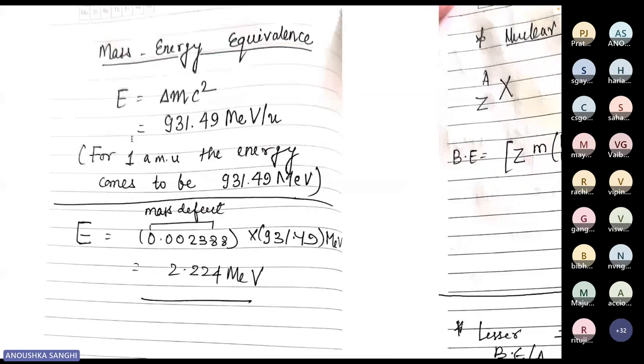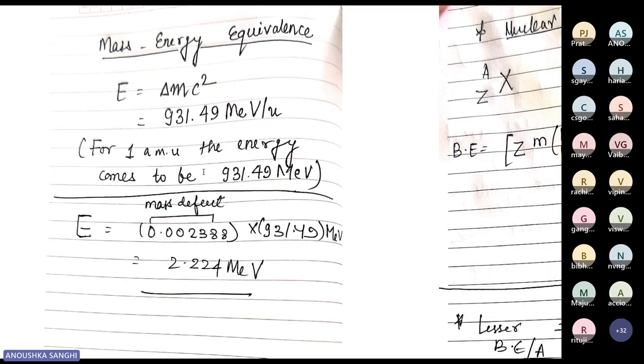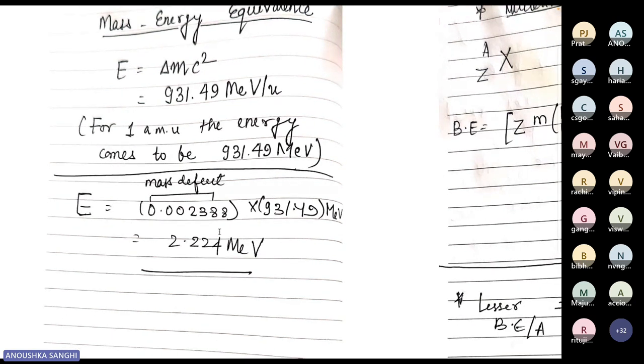For one atomic mass unit, the energy came to be 931.49 mega electron volt. For that particular mass defect, we can simply multiply and see that it corresponded to that amount of energy. One possible explanation is that if I break apart this deuterium, then I require this amount of energy to do so. Or when the deuterium atom was initially formed, this amount of energy was released, so this can correspond to this mass defect.